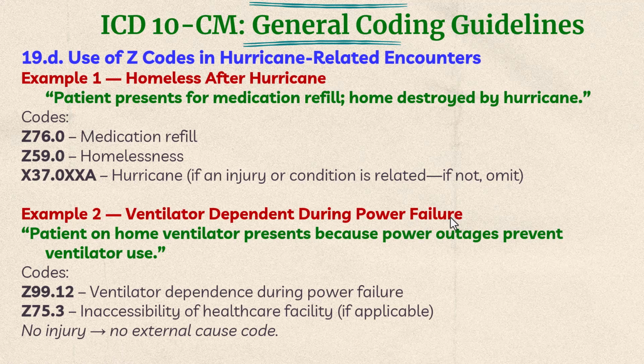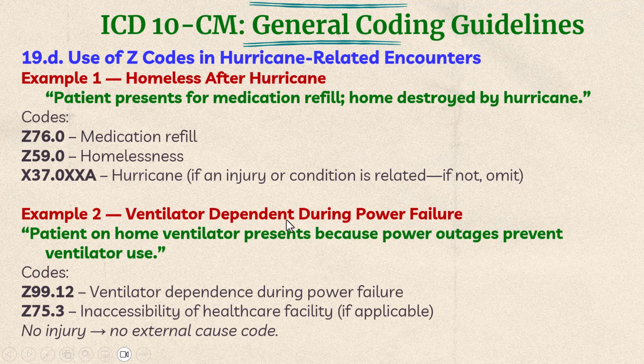So let's see some examples. Homelessness after hurricane. So documentation says patient presents for medication refill, home destroyed by hurricane. So in that scenario, first you have to code Z76.0 for medication refill, Z59.0 for homelessness, and the hurricane code, if any injury or condition is related, otherwise you have to omit this.